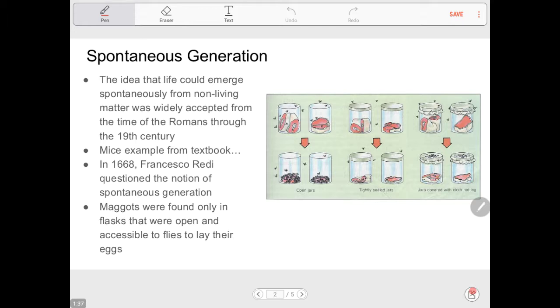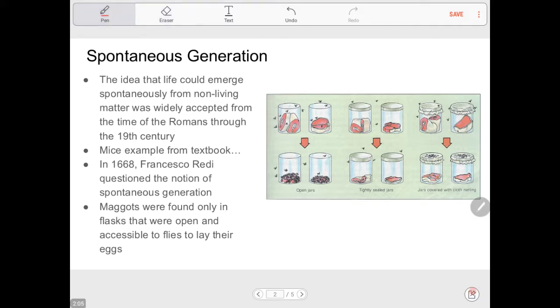So spontaneous generation, the idea that life could emerge spontaneously from non-living matter, was widely accepted from the time of the Romans through the 19th century. For example, in this picture, you have a piece of meat, which is non-living. It was widely accepted that life could emerge from non-living things. No big deal.